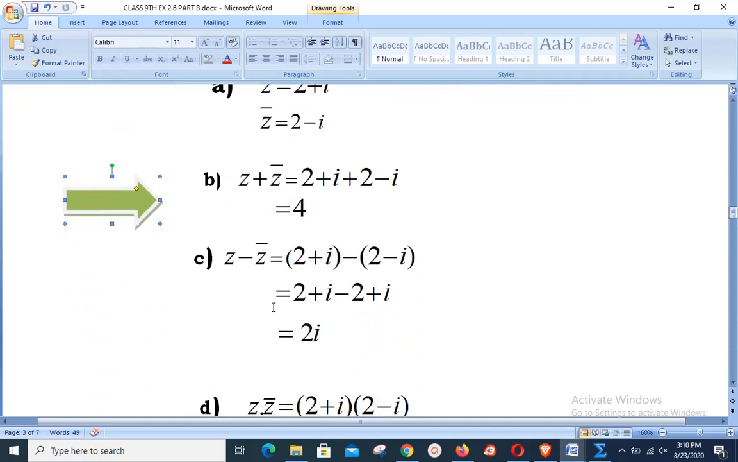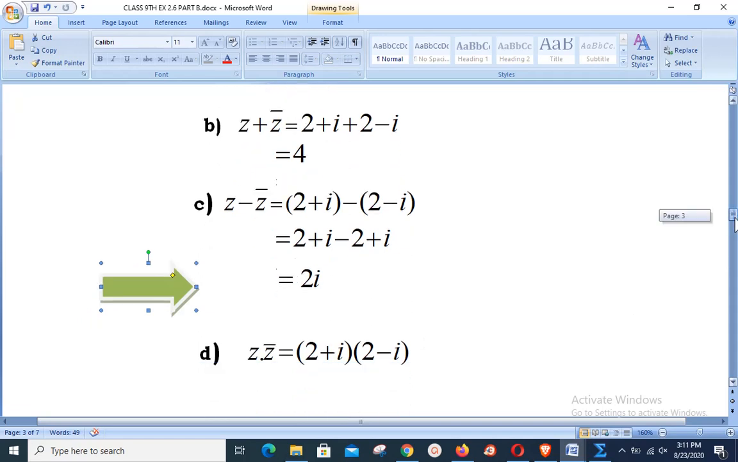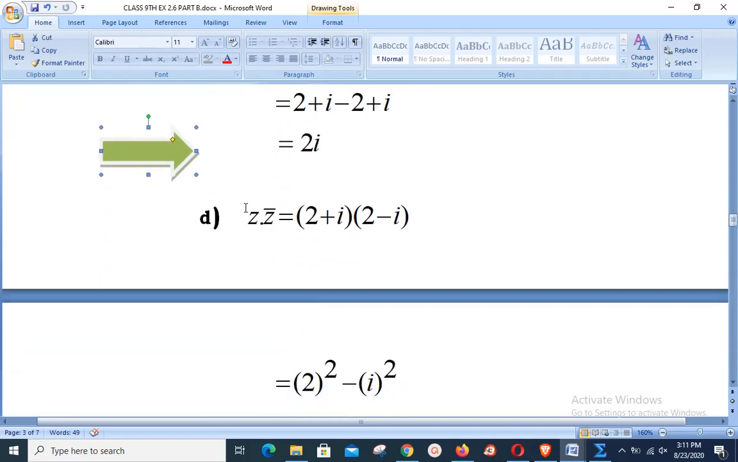In the next part, we have to calculate z minus z conjugate. Z is given 2 plus iota, z conjugate you calculated 2 minus iota, between sign is minus. When you will open the next bracket, signs will be changed. So in the next step we have z minus z conjugate is equal to 2 plus iota minus 2 plus iota. Now you are to cancel plus 2 and minus 2, iota plus iota gives you 2 iota as the answer. In fourth part, you have to multiply both z and z conjugate.